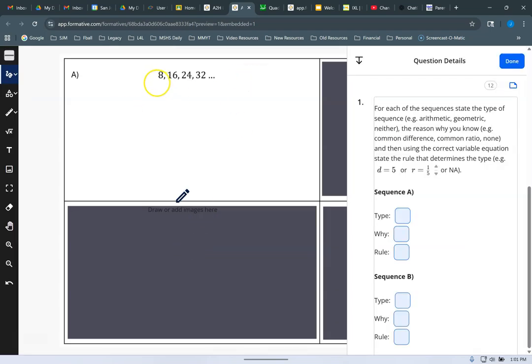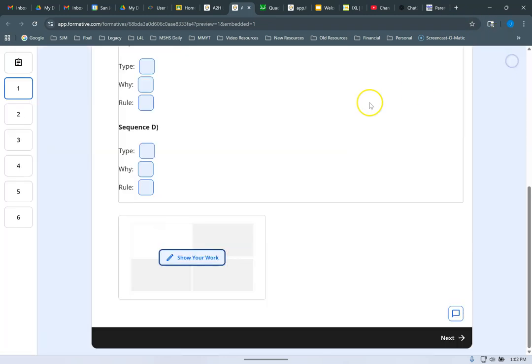So for example, this sequence right here. Take a look at it. 8, 16, 24, 32. What do you see? No, it's not multiplied by 2 because 16 to 24 wouldn't be times by 2. Adding 8. What kind of a sequence is it? Arithmetic. How do we know that? Because it has a, what do we call it? Common difference. And how would you write that common difference in that last box? D equals 8. Okay, so you will have a series of those to do.